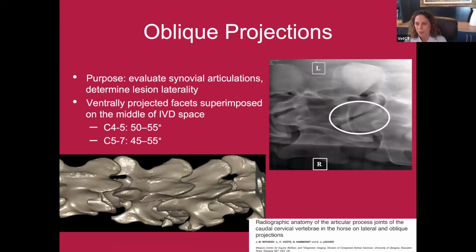So why do we take oblique projections? These can be really helpful for helping to lateralize pathology. I'm going to show some examples of that. And to just kind of give us one more view, one more evaluation of the articular process joints.